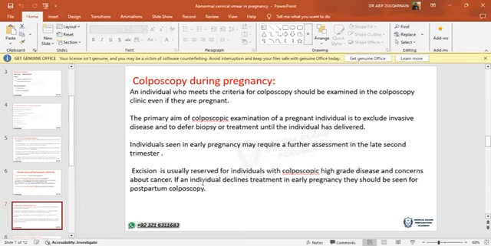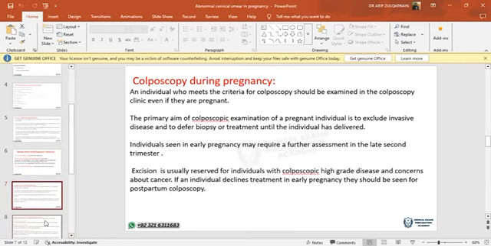Individuals seen in early pregnancy may require a further assessment in the late second trimester. Excision is usually reserved for individuals where we suspect a high-grade disease or cancer. And if an individual declines the treatment in early pregnancy, they should be seen for postpartum colposcopy.